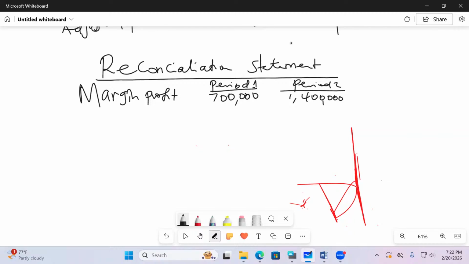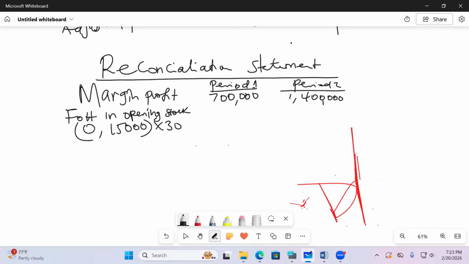Then you come and give me the fixed overhead in opening stock. So are you able to remember our opening stock units? Period 1 was 0, period 2 was 15,000 opening stock, isn't it? So multiply this by the fixed overhead cost, which was 30.